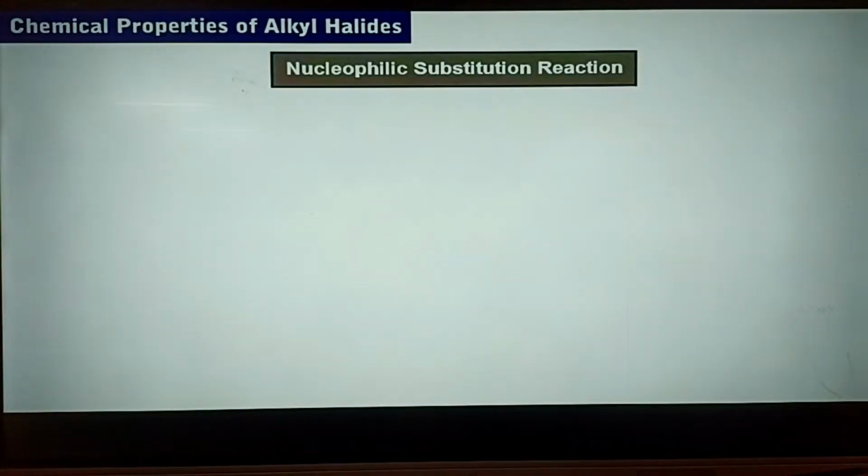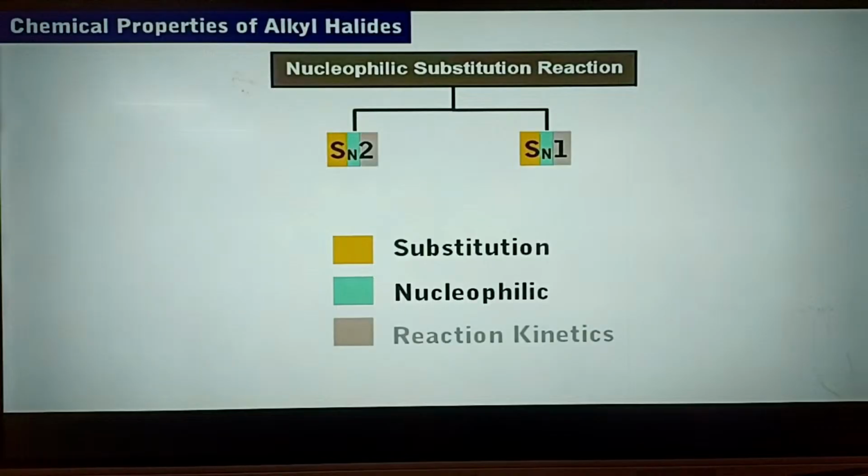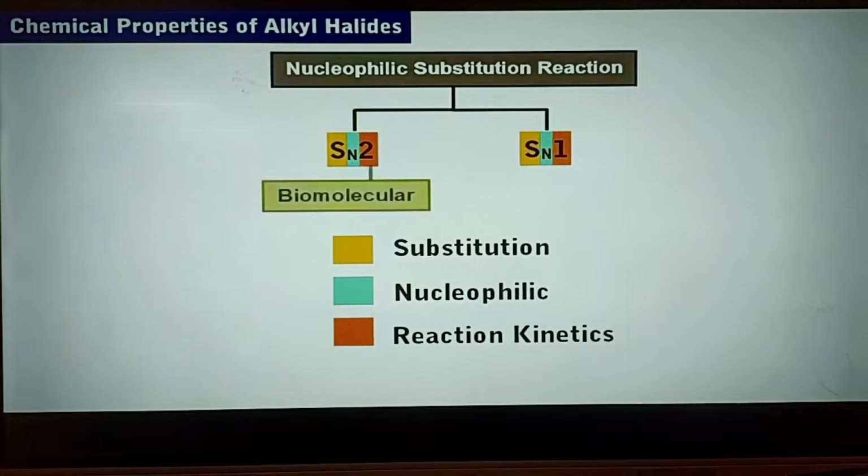Depending upon the mechanism or the reaction conditions, nucleophilic substitution reactions can be classified as SN1 or SN2 reactions. The S is for substitution and the N is for nucleophilic. Since these reactions are initiated by the nucleophile, the number gives information on the reaction kinetics: 2 for bimolecular and 1 for unimolecular. Let's start with the SN2 reaction.